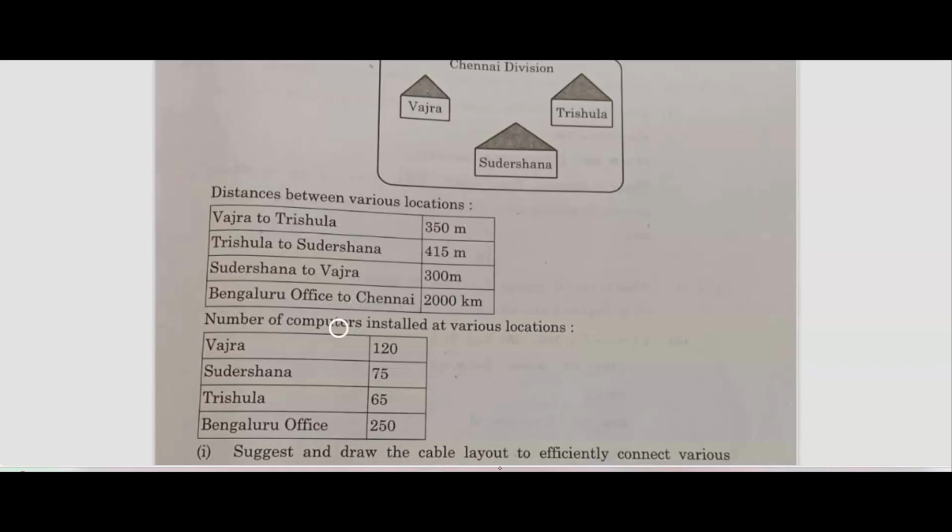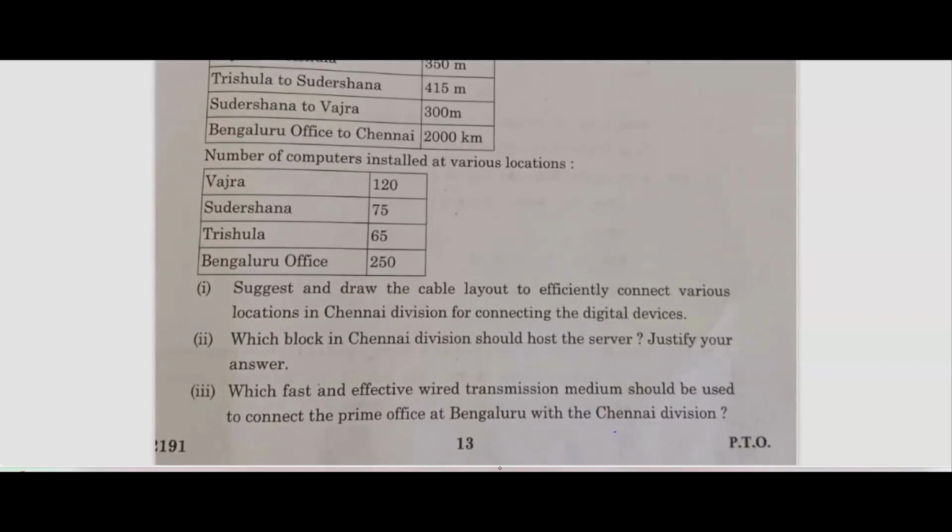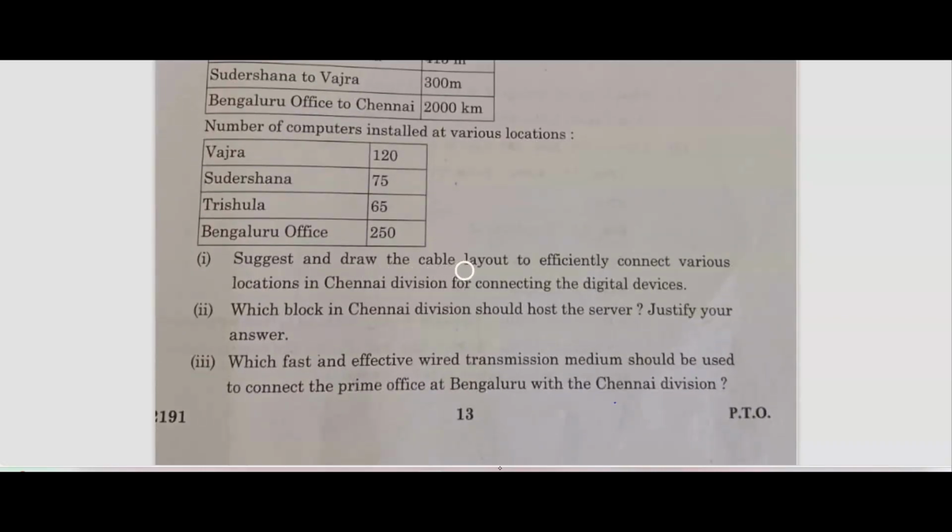Then the number of computers installed at various locations. Vajra has 120 computers, Sudarshana has 75 computers, Trishula has 65 computers, and the Bangalore office has 250 computers. Let us read the question now. Suggest and draw the cable layout to efficiently connect various locations in Chennai division for connecting the digital devices. So they are asking to draw a cable layout only for the Chennai division.